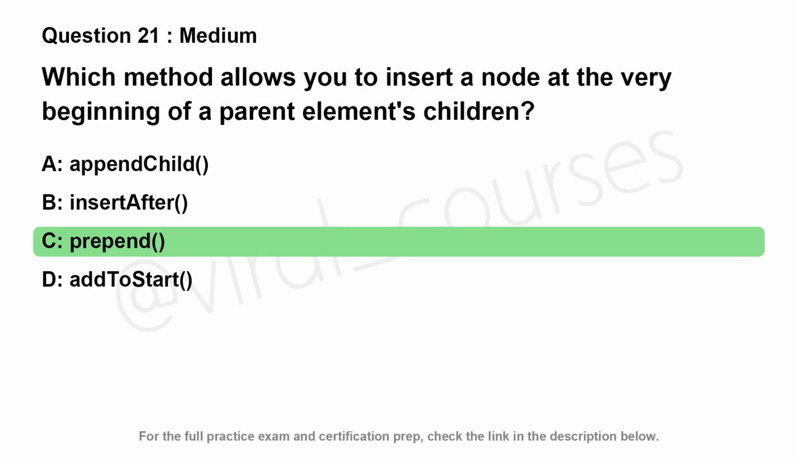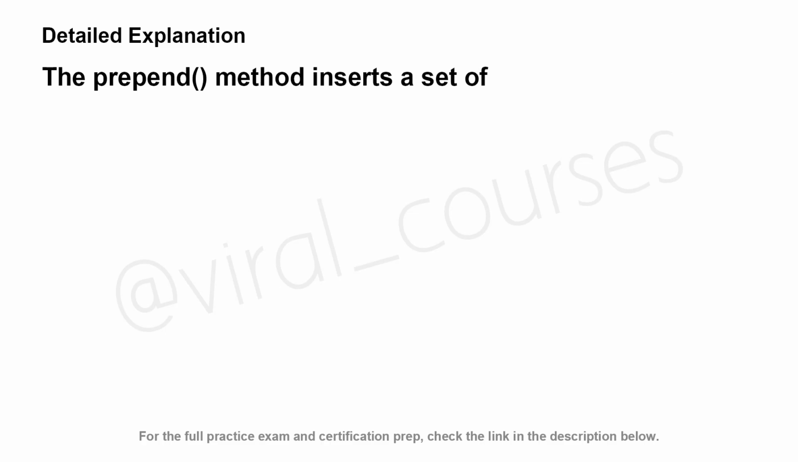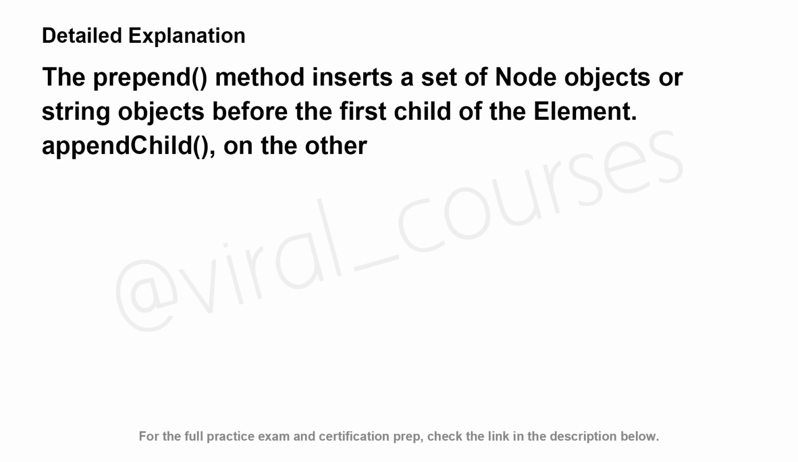The correct answer is C. The prepend method inserts a set of node objects or string objects before the first child of the element. Append child, on the other hand, adds the node as the last child.